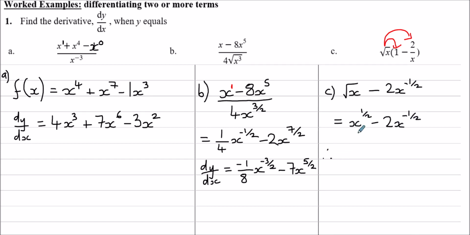So therefore, if we differentiate this, dy by dx, that's going to become half x to the minus half. This minus half will come to the front. Minus 2 times minus a half, minus times a minus gives us a positive. That's going to become positive x to the new power. So subtract 1 from minus a half, we're going to get minus 3 over 2. And that's all of our derivatives for this question 1 done.